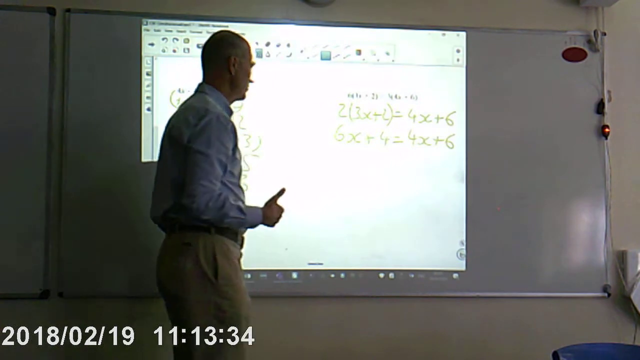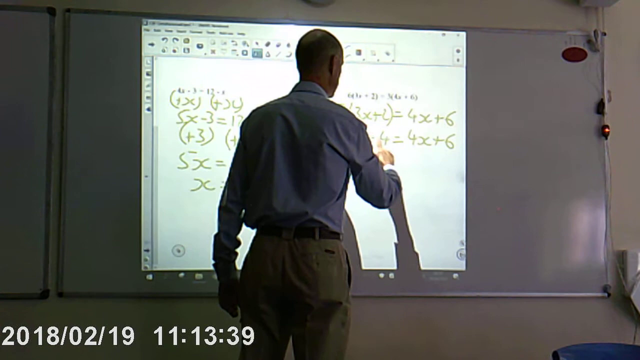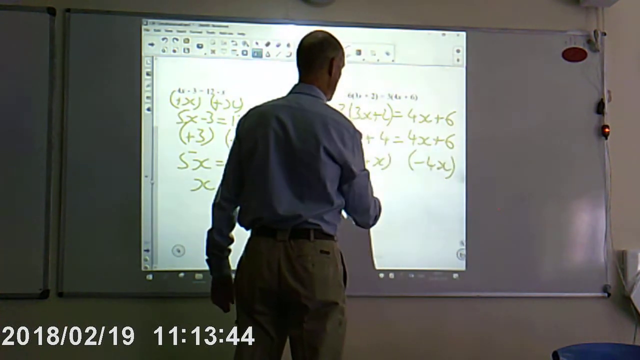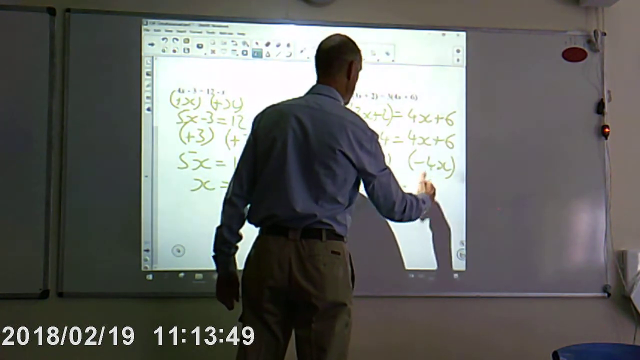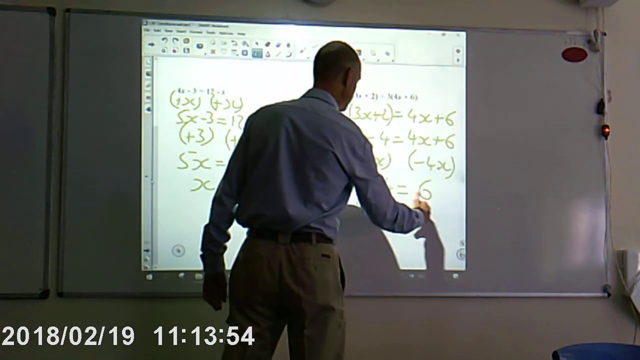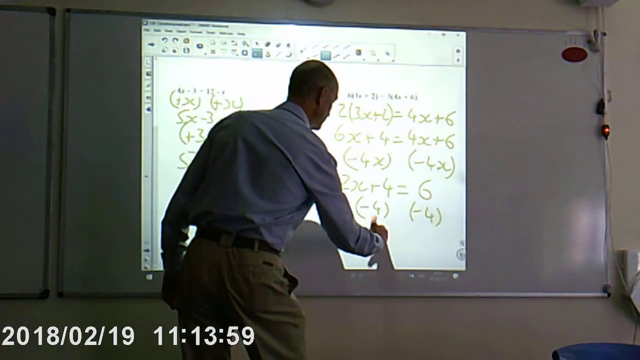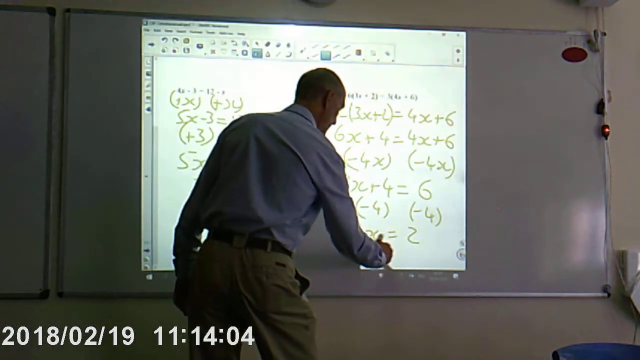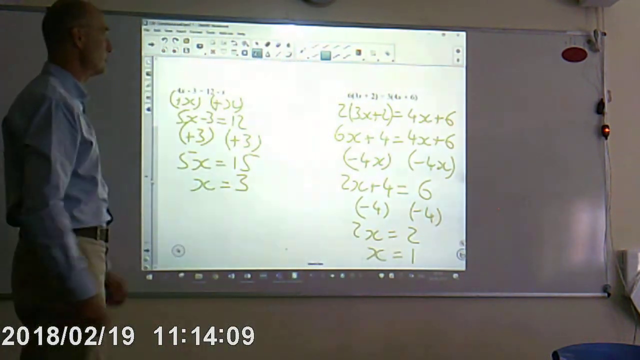Now I've got something that should be more familiar to you. Subtract 4x from both sides. So 2x plus 4 equals 6. Subtract 4 from both sides. So 2x equals 2. Divide both sides by 2. x equals 1. That's my 4 solutions, ladies and gents.